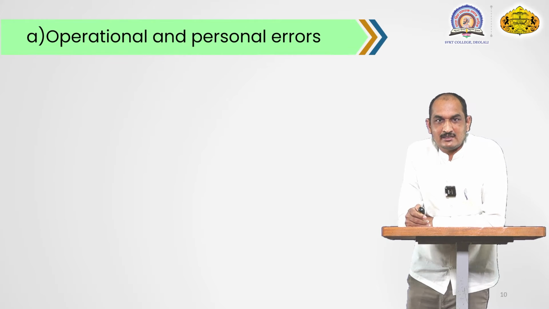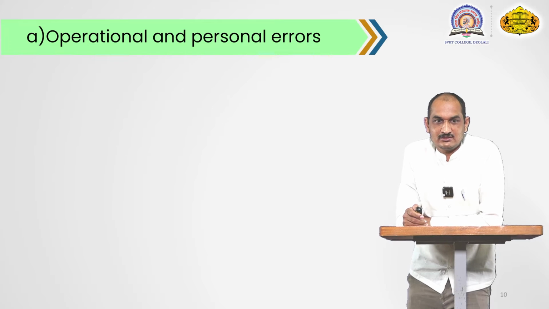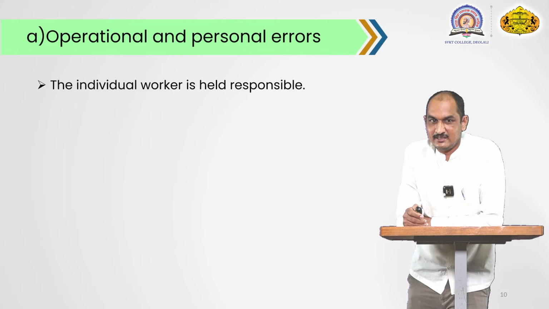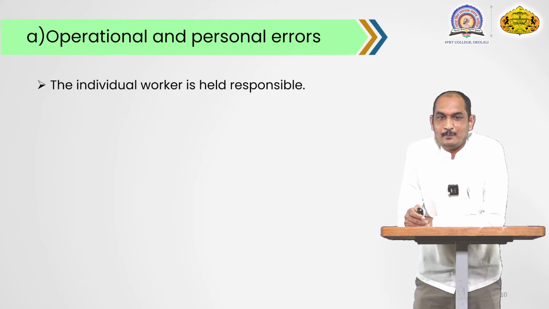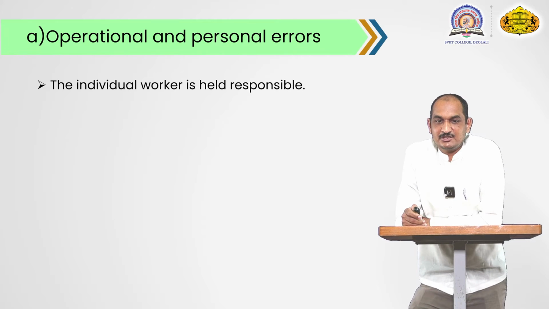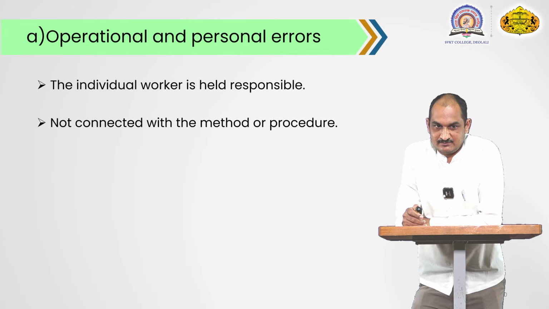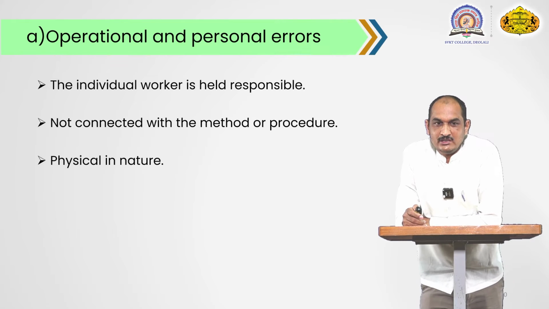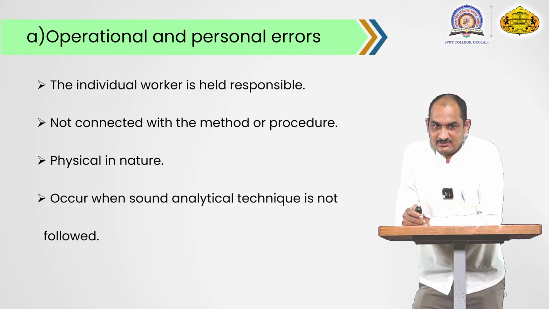Determinate errors are subdivided, the first class being operational and personal errors. For operational and personal errors, the individual worker is held responsible. Therefore, it is not connected with the method or procedure used for the analysis. The operational and personal errors are generally physical in nature and occur when sound analytical technique is not followed.